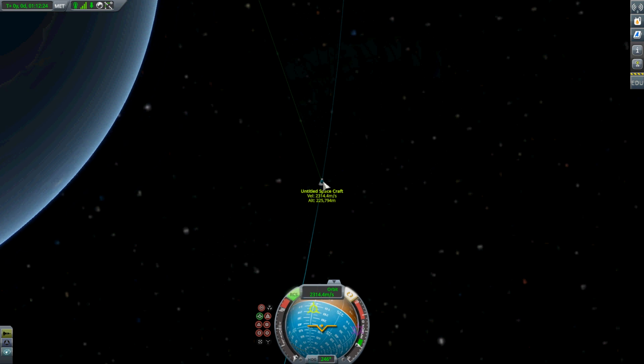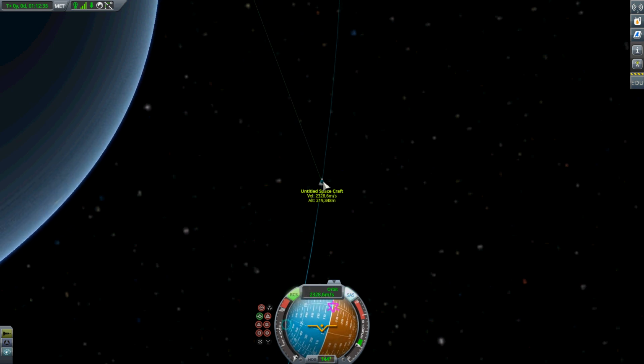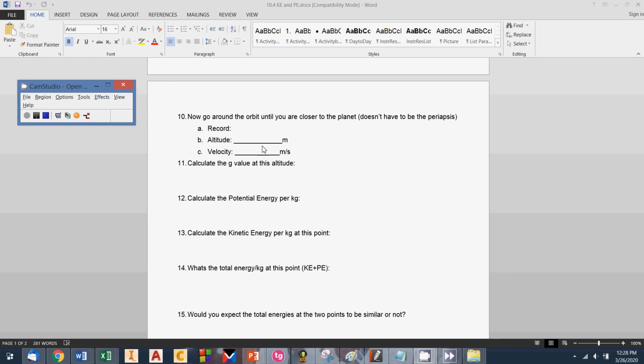we have a velocity of 2,318 meters per second and an altitude of 222,000 meters. And we can use those for the points in number 10.